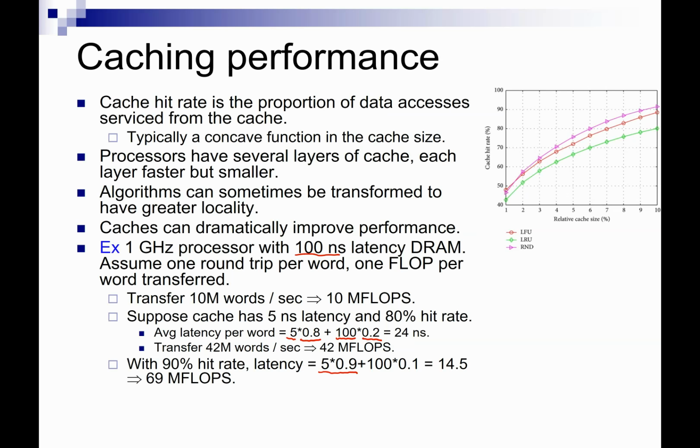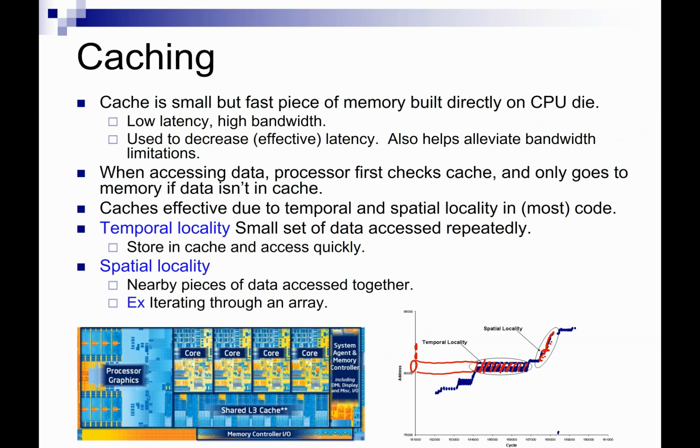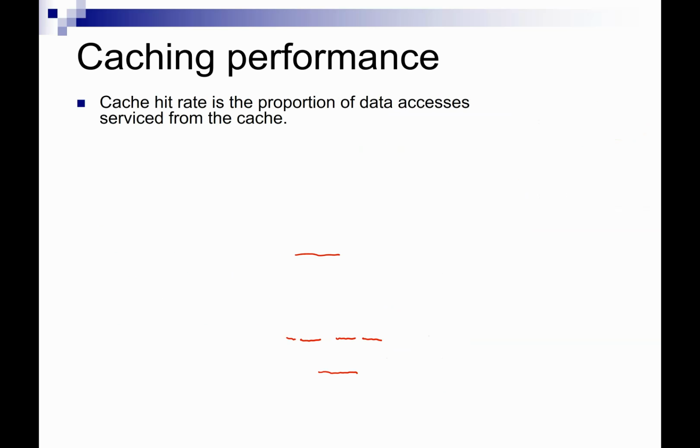In fact, if we go back to the previous slide, you can see that on a processor, you actually devote a large chunk of its physical space to the cache because it's so useful for improving performance.